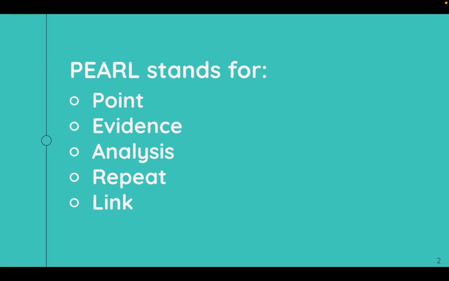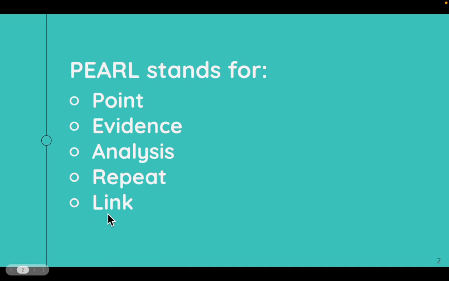All right, so what does PEARL stand for? Point, another word for point is your topic or the topic sentence. Evidence, in English, that's going to be quotes. Analysis is all about what does the quote mean? Why is it relevant? What is your special insight into the quote or the point you're trying to make? And then repeat means we're doing evidence and analysis one more time.